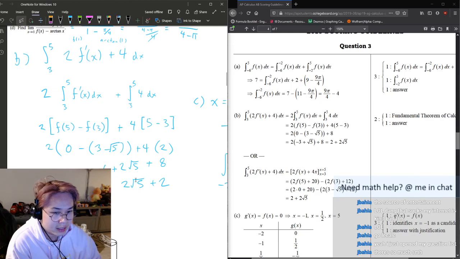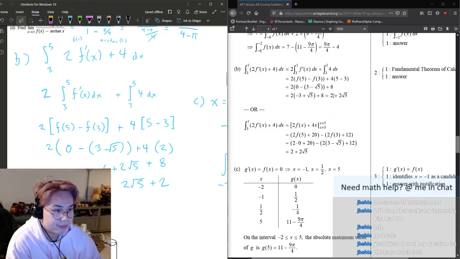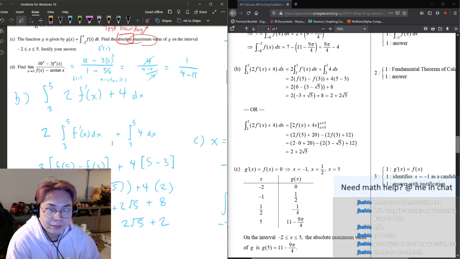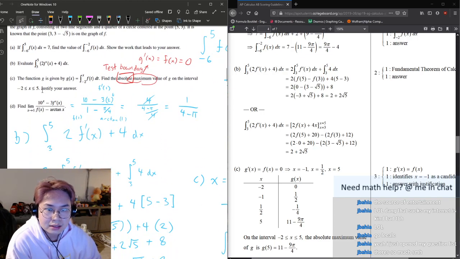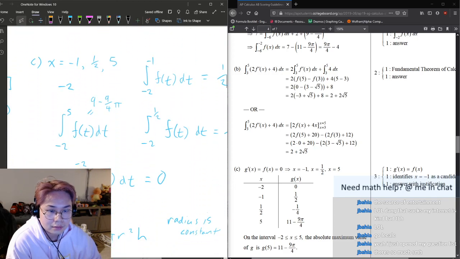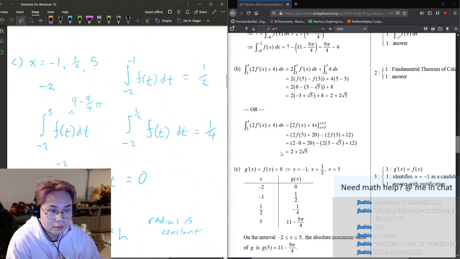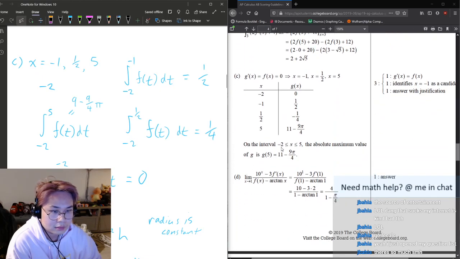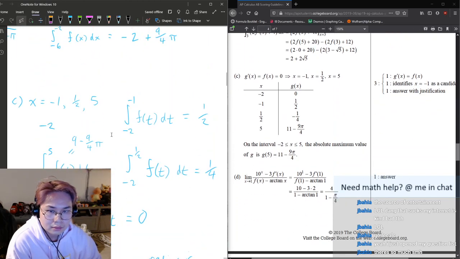So part B, I have 2 root 5 plus 2, and they have the same thing. Okay, that's good. And then part C is a justification. So as long as you justify, I think it's fine.